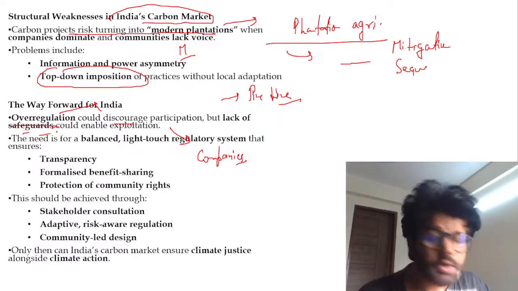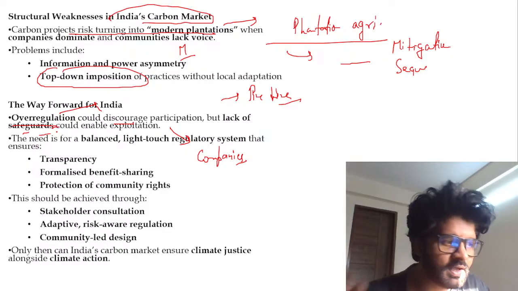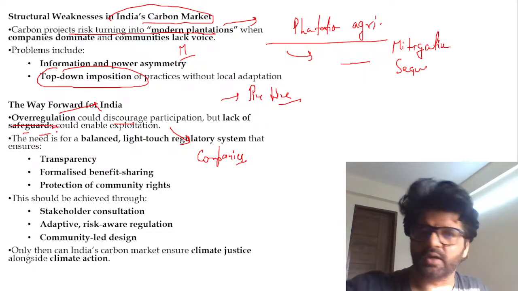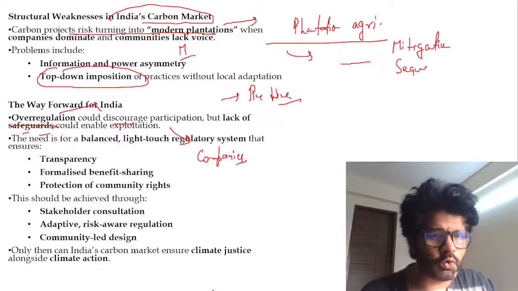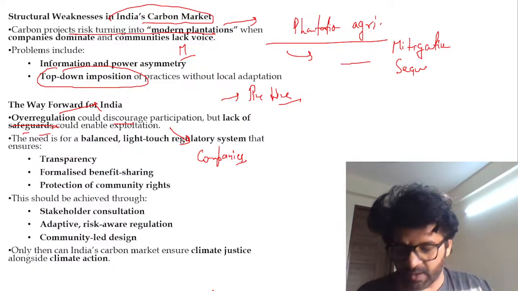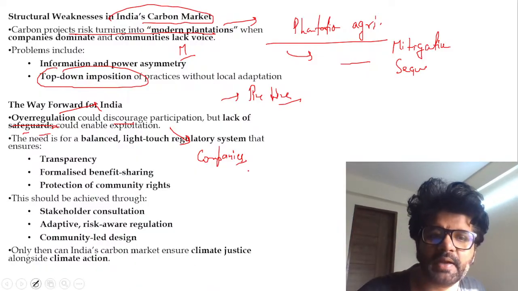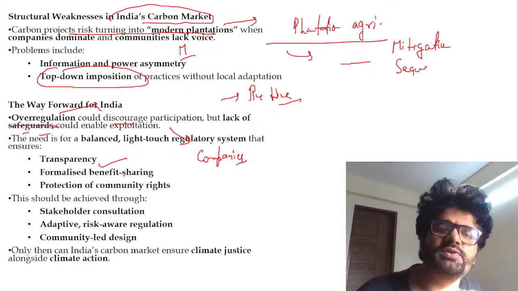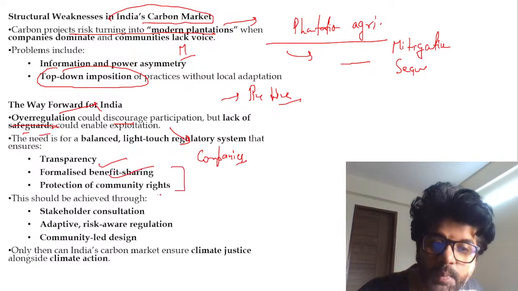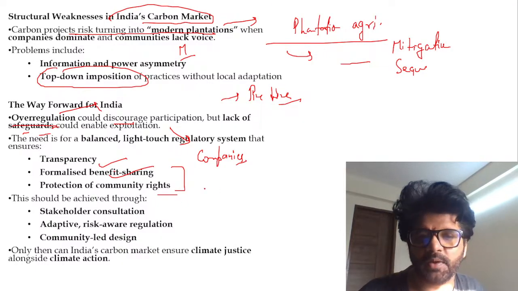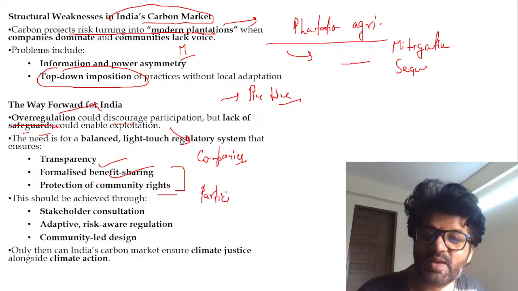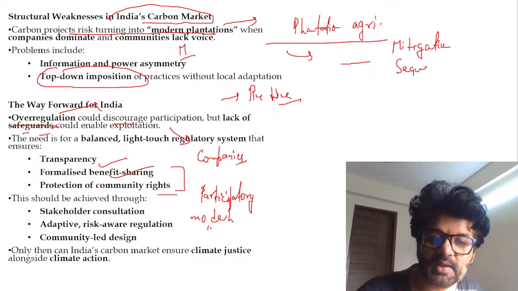Hope you're understanding. Governance is not an easy job, guys. You can say things about your central government or state government, but it is a very tough job to maintain a balance between over regulation and lack of safeguards. Cool. So the need is for a balanced, light-touch regulatory system. There should be transparency, benefit sharing, and protection of community rights. Easier said than done. So a participatory model of governance, as we keep on talking about, is a cliche which you have to use in your Mains answer.